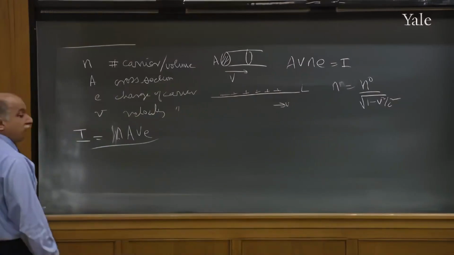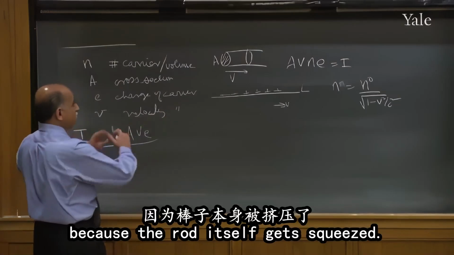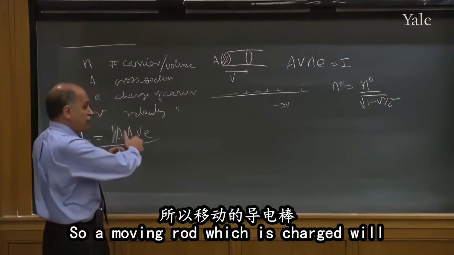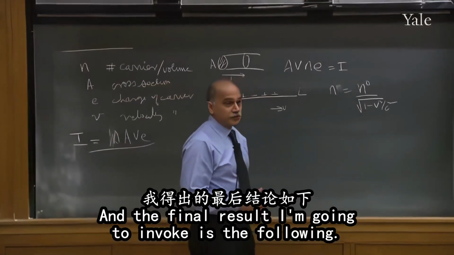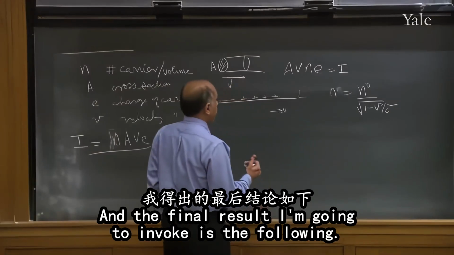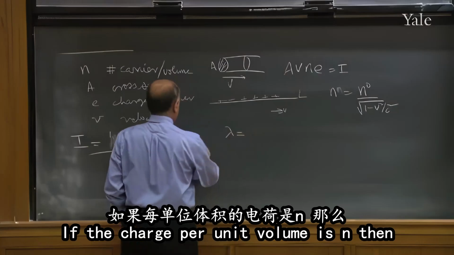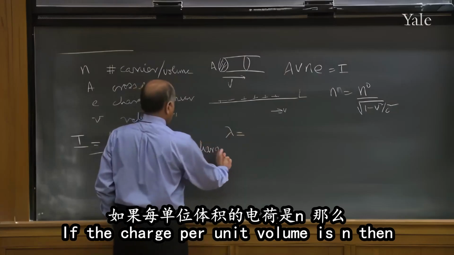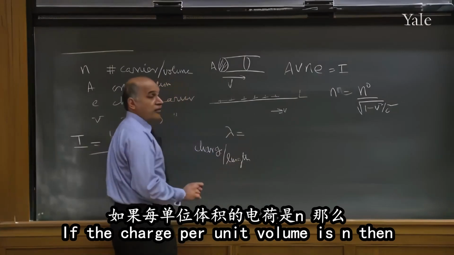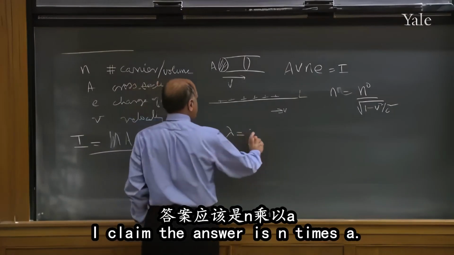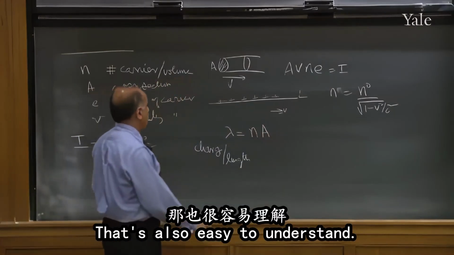This is a relativistic effect, that the density, the number of charges, gets squeezed because the rod itself gets squeezed. So a moving rod which is charged will appear to have a higher charge density. And the final result I'm going to invoke is the following. What is the charge per unit length? If the charge per unit volume is n, I claim the answer is n times A. That's also easy to understand.